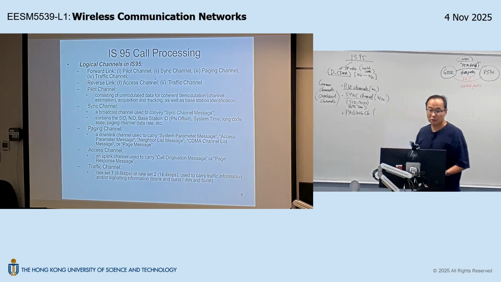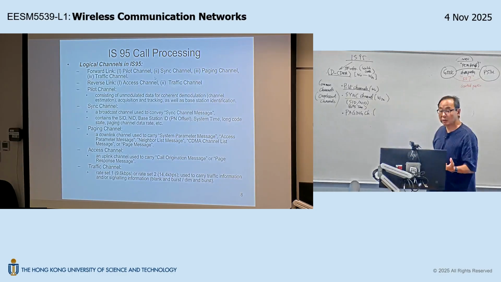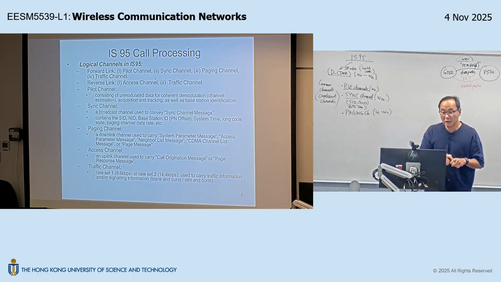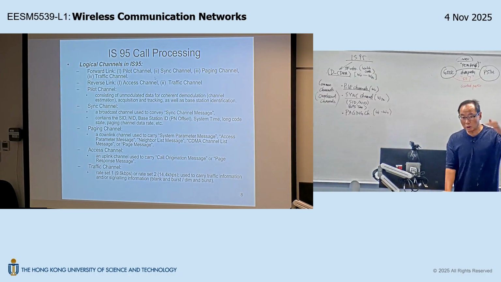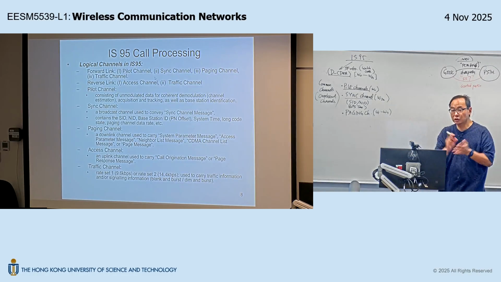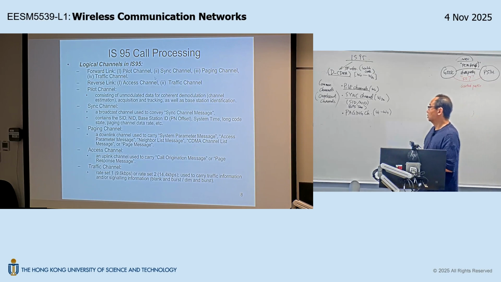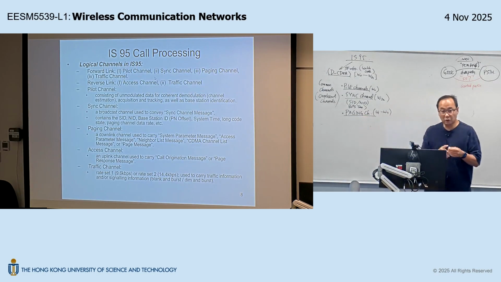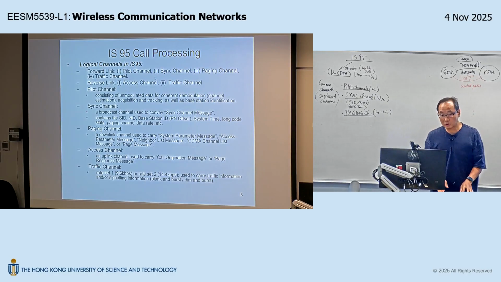So the standard allows the base station to set up at most 7 paging channels. So this is W1 to W7. This is configurable. If the traffic is light, you can just set up this base station with 1 single paging channel. If the traffic is heavy, you can set up 7 paging channels. Okay. Now this paging channel is like a broadcast channel. It will broadcast a lot of important system parameters.